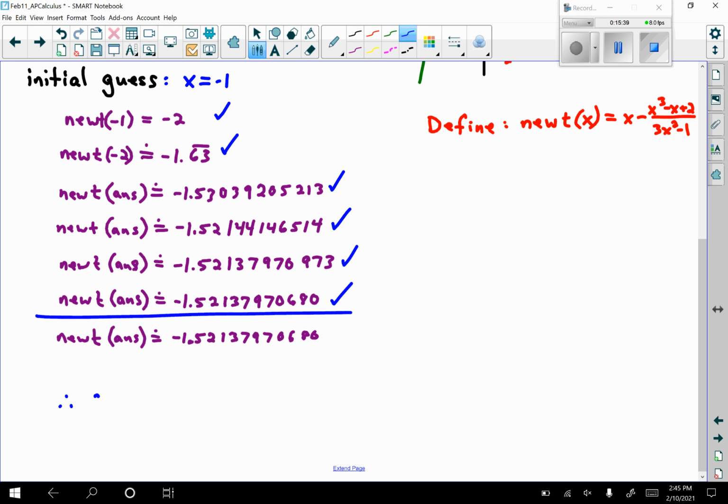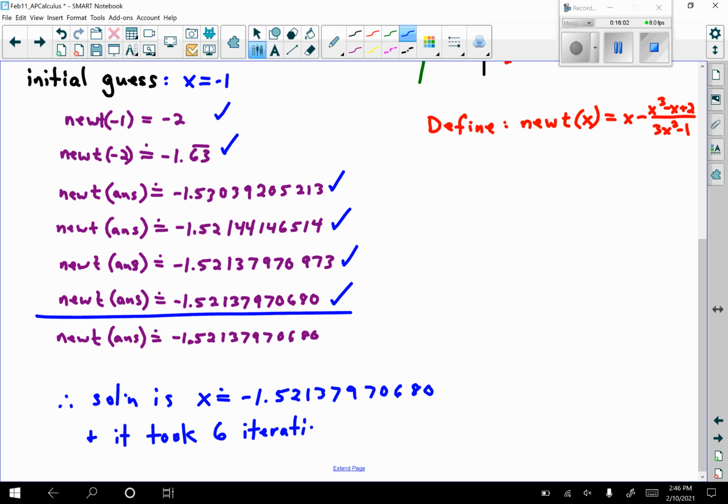So we would say, therefore, the solution is x is approximately negative 1.52137970680, and it took 6 iterations to converge. And you can always check using the solve feature as well. Go back up to the original. However, this is what we want to do.